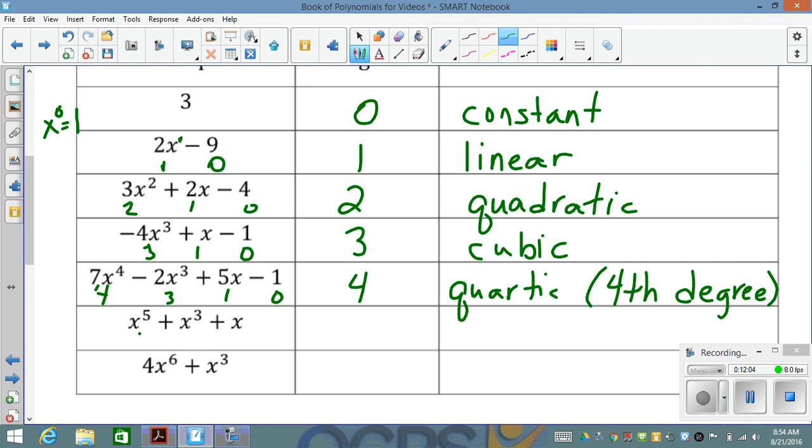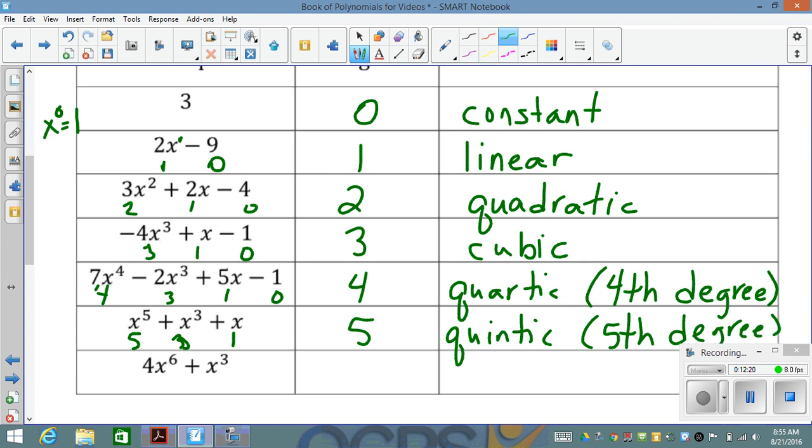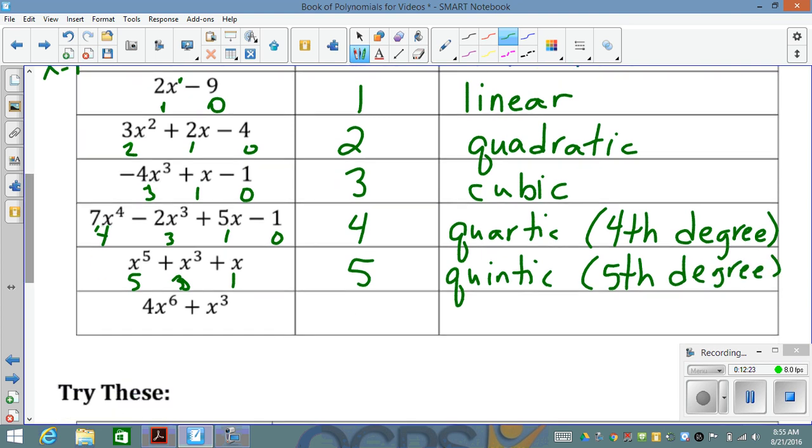Okay, so here we have 5, we have 3, we have 1. It's a degree of 5. Again, there is a word for that, quintic. But you don't really need to know that, I'm just telling you. What we will typically say is fifth degree. And then in our last example here, that's a degree of 6. That's a degree of 3. So 6 is the highest. I don't even know the one for 6. I'm sure there is one, but I don't know it off the top of my head. So we'll just say 6th degree.